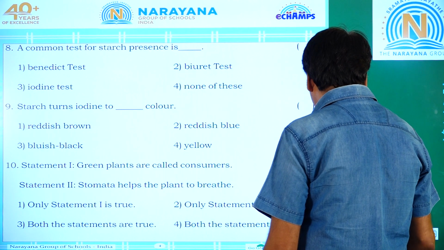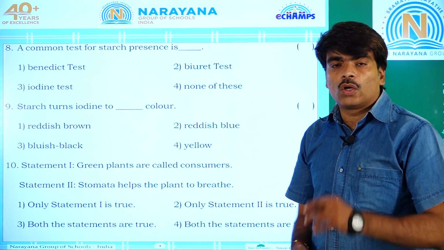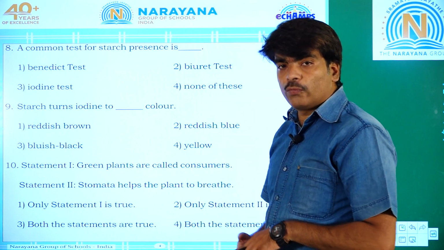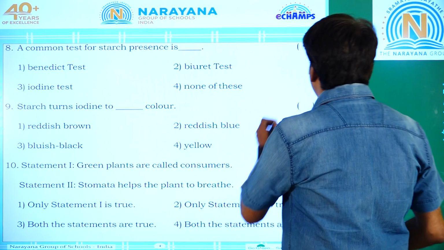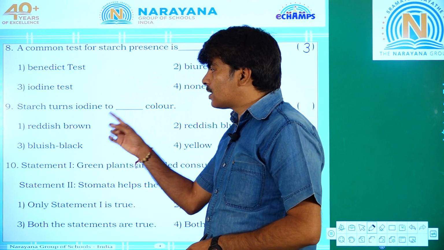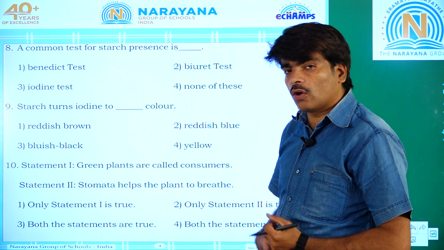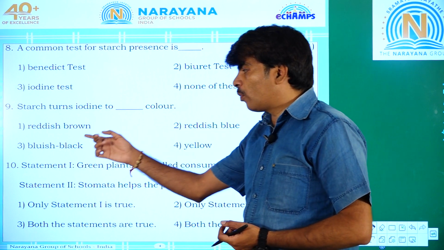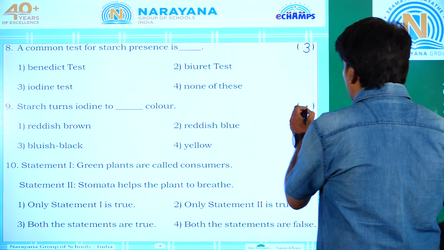Now moving on to the next question. A common test for starch presence: to test the presence of starch, what do we do? We take iodine and put it on the food. It can be a potato or rice or anything. So our option is iodine test, option 3. Ninth question. Starch turns iodine into what color? It is bluish black. So our option is 3.